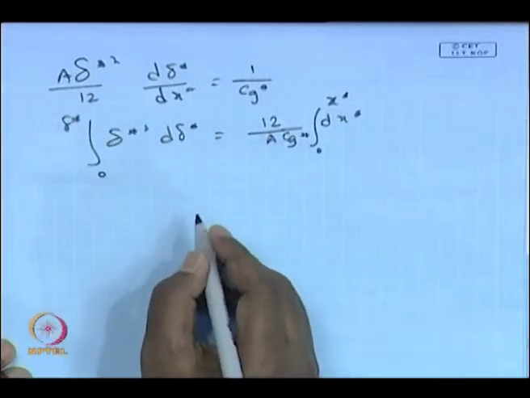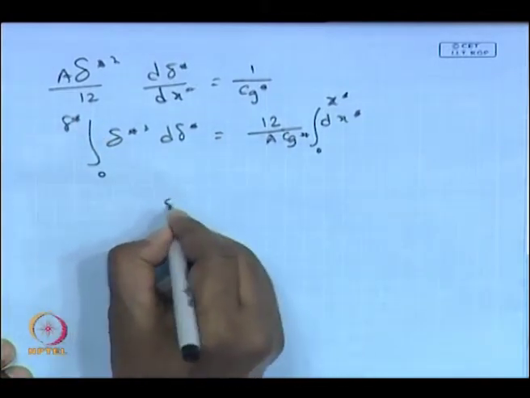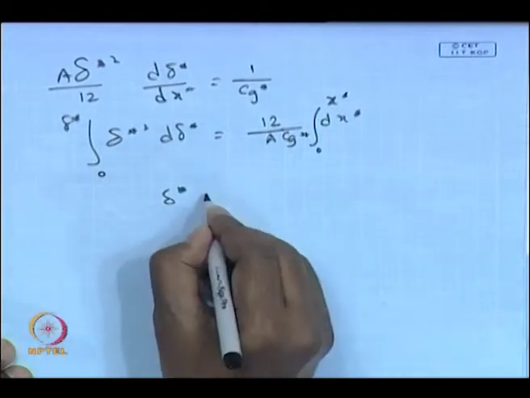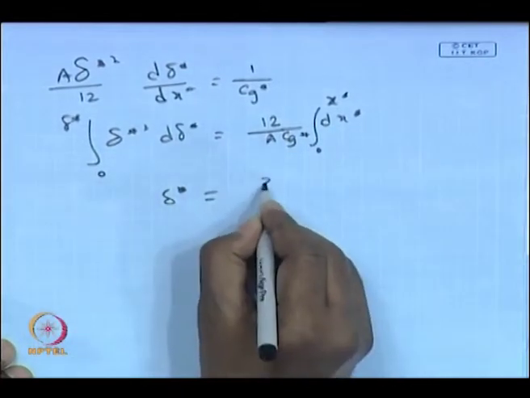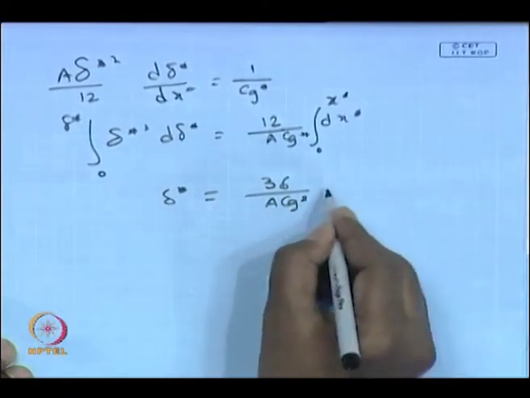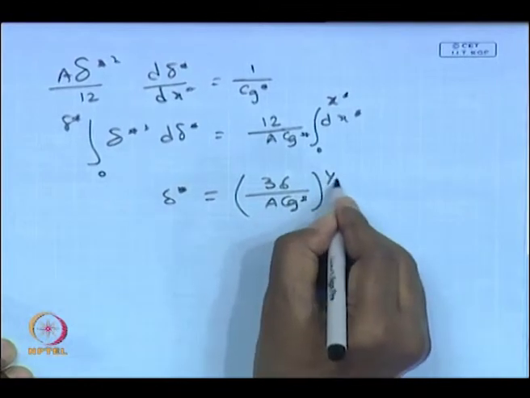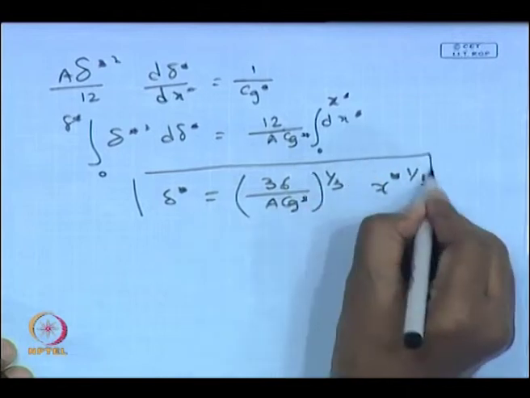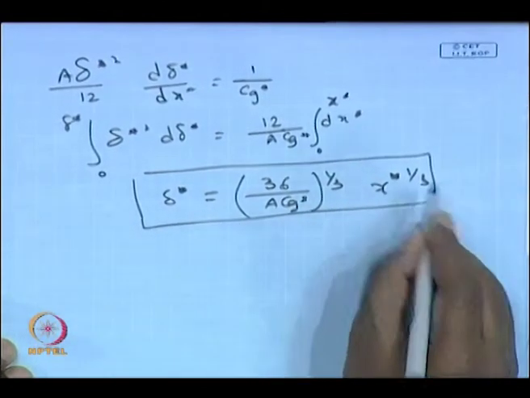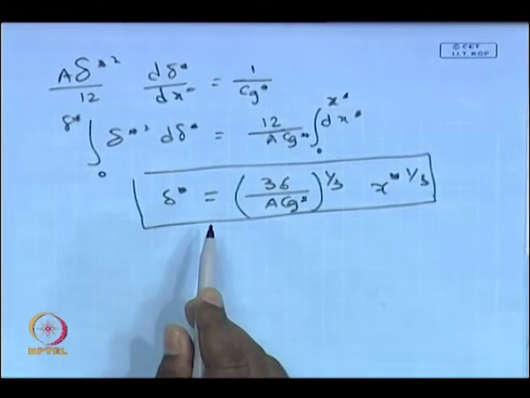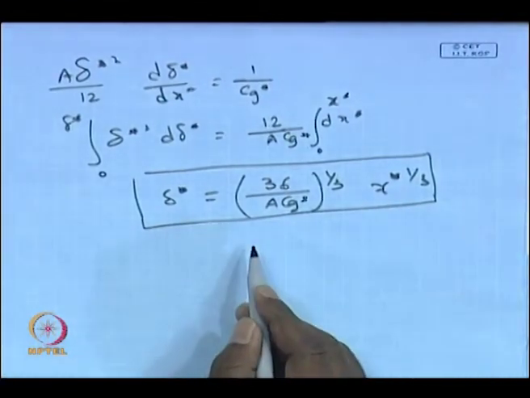So, you will be getting an expression of del star, and this becomes delta star cube by 3. So, delta star will be (3 into 12, 36 by A Cg star) raised to the power 1 upon 3, x star raised to the power 1 upon 3. So, that is how the delta star or the thickness of mass transfer boundary layer varies as a function of x star or the length in the module.